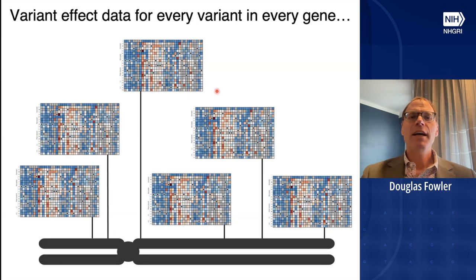Okay, so the vision that we have is to collect variant effect data. These variant effect maps are comprehensive measurements of the effect of every possible variant in a gene, and we want to collect such data for every gene in the genome, or at least all the disease-associated genes and their attendant regulatory elements. So, promoters, enhancers, introns and the like.